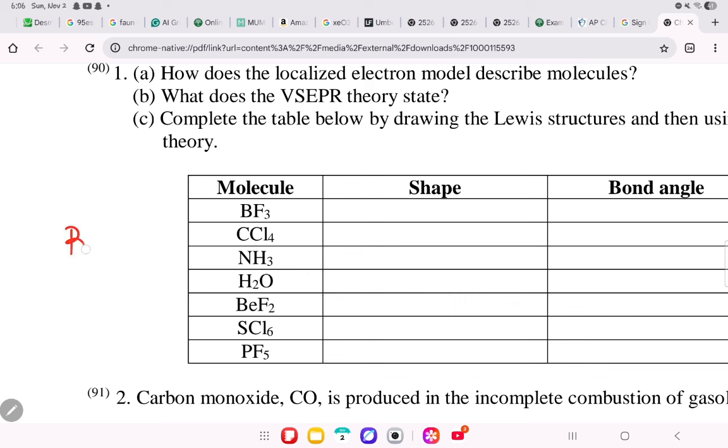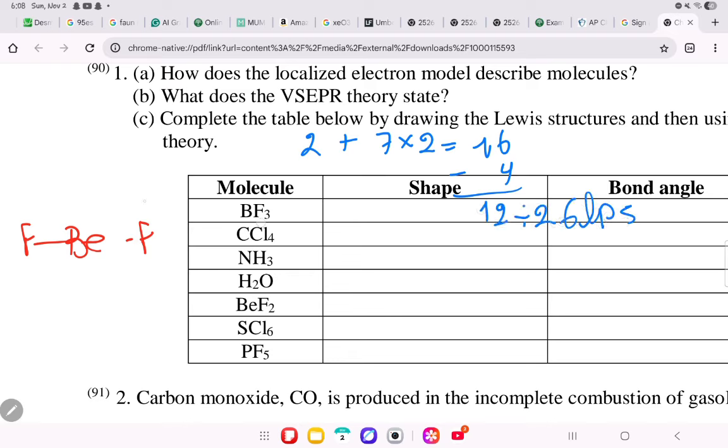So it's gonna be Be and then F here, right? Now beryllium can be electron deficient. So beryllium is in which group? It's group 2 plus fluorine group 7. So 7 times 2, that's going to be 16, right? We will subtract from it 4 because we used 2 bonded pairs. So that's going to be 12 divided by 2. So 6 lone pairs. 1, 2, 3, 4, 5, 6.